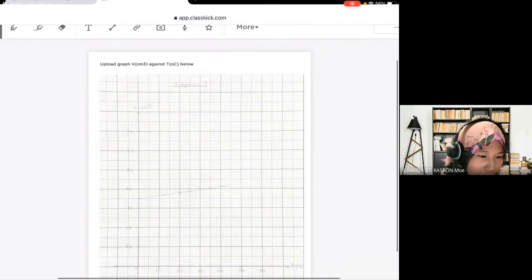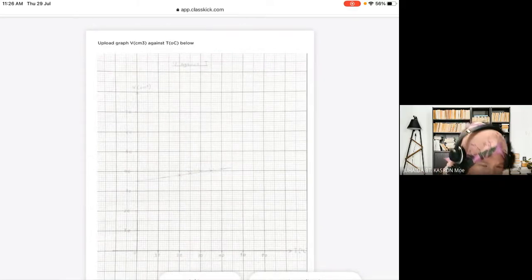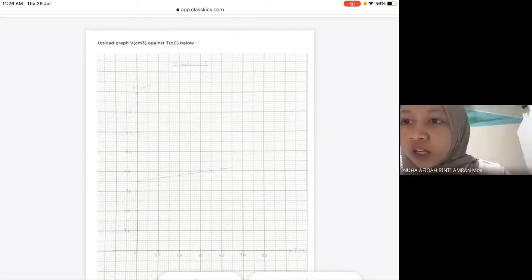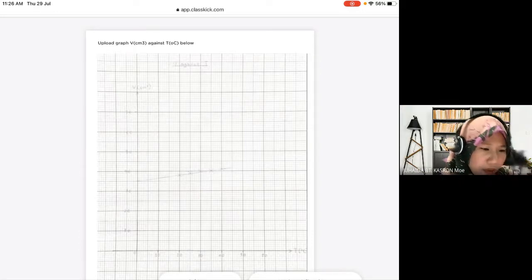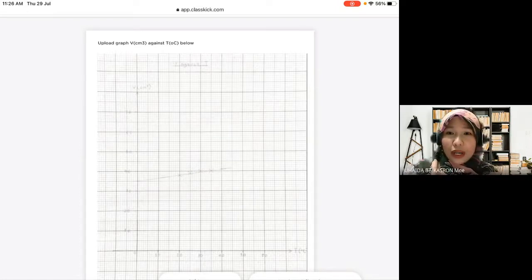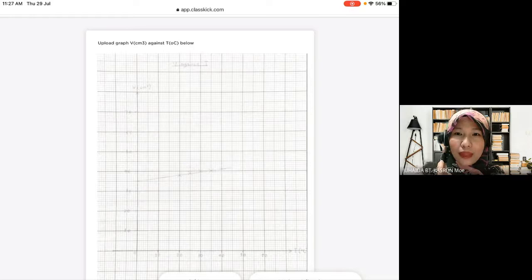Okay, so can you read the x-axis? Yes, 10, 20, 30, 40, 50, 60. Okay, good. For the y-axis? Also 10, 20, 30. So you get a straight line graph, but it does not begin from 0. Actually, it is the same as the graph that we discussed just now. When we extrapolate the graph, it will intercept at negative 273 degrees Celsius. Okay, very good. Thank you, Afika.